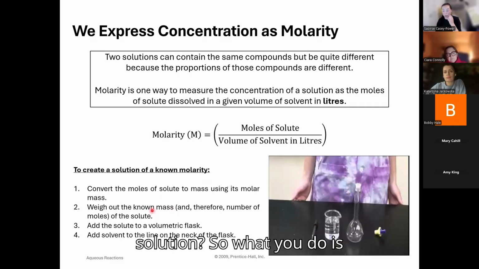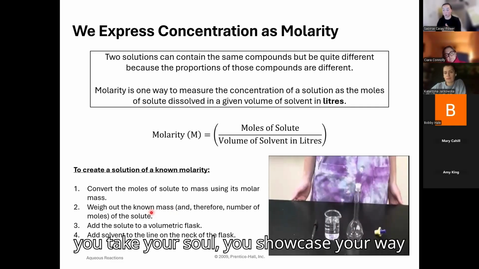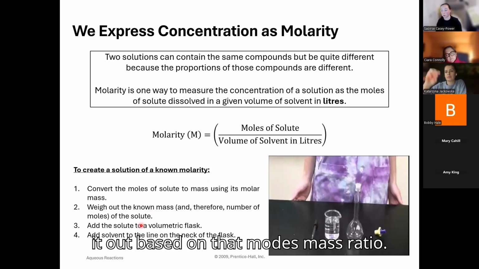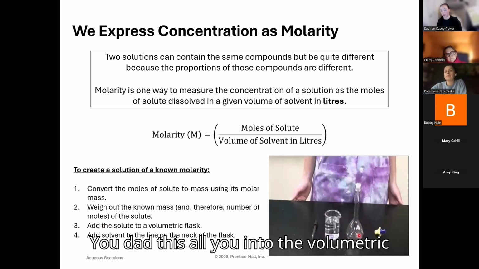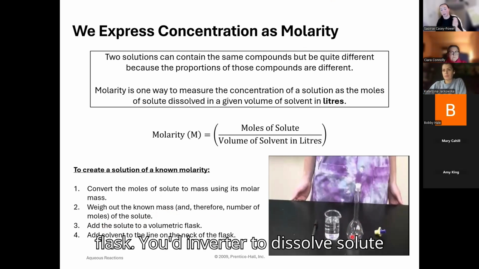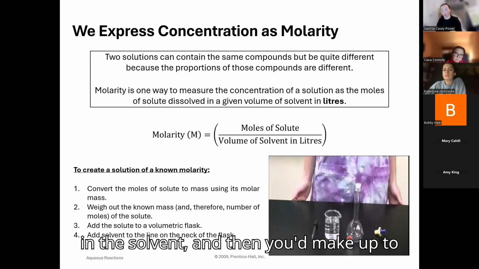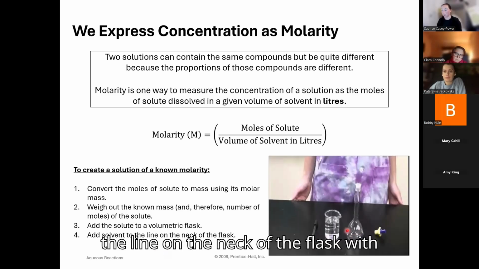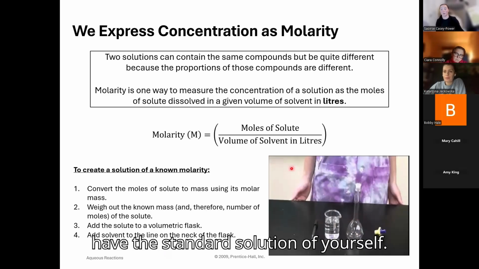So what you do is you take your solute and weigh it out based on that moles to mass ratio. You add the solute into the volumetric flask, invert it to dissolve the solute in the solvent, and then make up to the line on the neck of the flask with the solvent of choice. And then you have a standard solution of your solute.